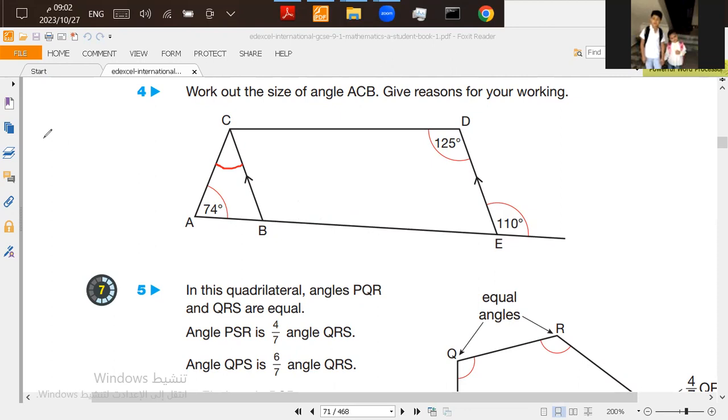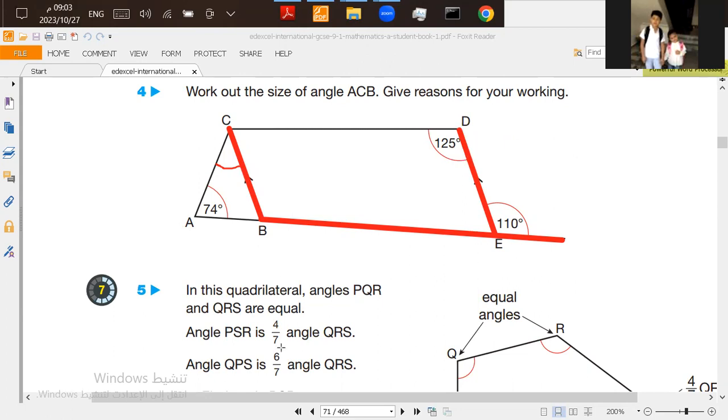As you see, let me make it bigger. This angle here, 110, makes the letter F with this angle, CBE. Okay. So I'm going to follow these rules. So this angle and this angle, with CBE, they make the letter F. And we said the letter F means corresponding angles.